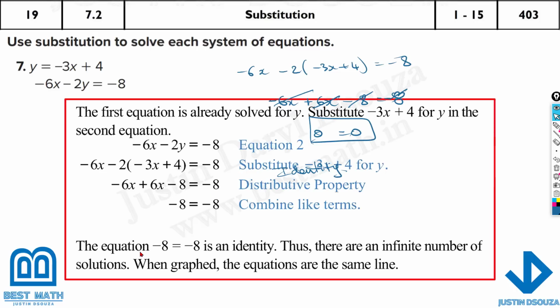It's the same thing. Now here this equation is an identity when you get both the sides equal to the same. You can't continue further. Why? Because there are infinite numbers of solutions. It's basically the same line, these two. So that is what it means.